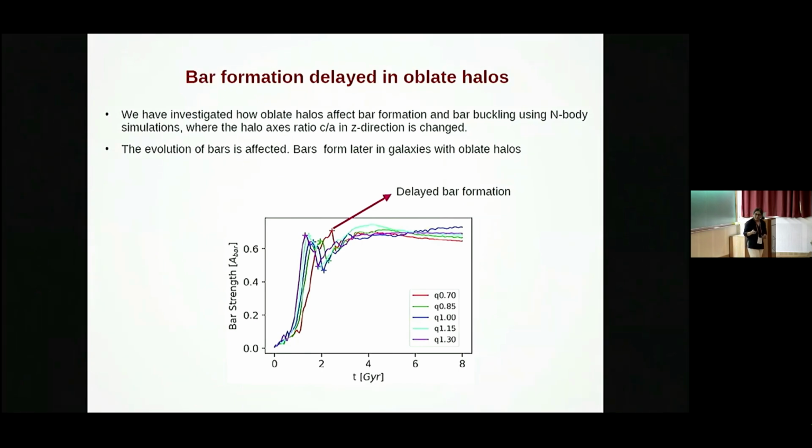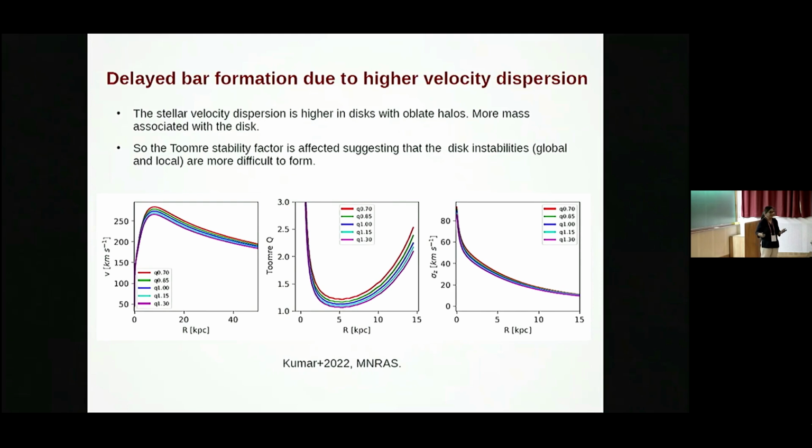Now, one of the reasons for this is that the velocity dispersion of disks increases as you have more and more mass associated with it. And when you have an oblate halo, you can see over here that the velocity dispersion is increasing, and the Toomre instability factor is also increasing.